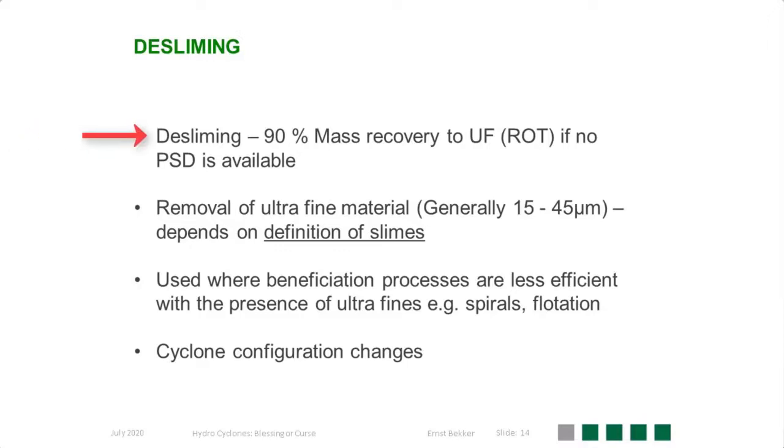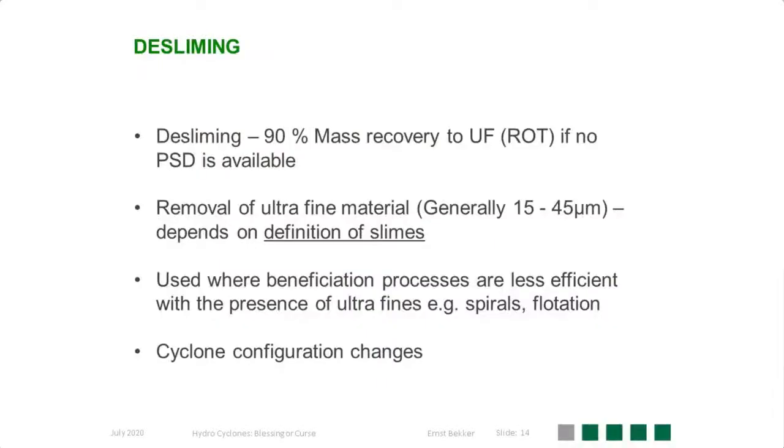Moving on to desliming. On desliming, we assume 90% of the mass to report to the underflow as a rule of thumb, if no size distribution is available. If the size distribution is available, that value can change again. It's the removal of ultrafine material that we are after. But this ultrafine material or slimes, we normally assume to be in the range of between 15 and 45 micron material. However, each industry defines slimes in a different size fraction or with a different reference. So it's important when you speak to the supplier that when you use the word slimes, you illustrate what size fraction you are referring to.